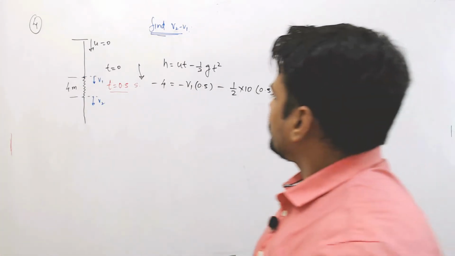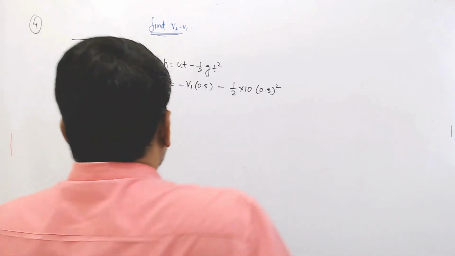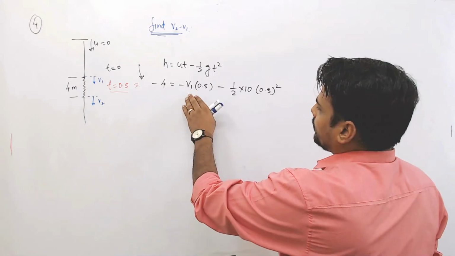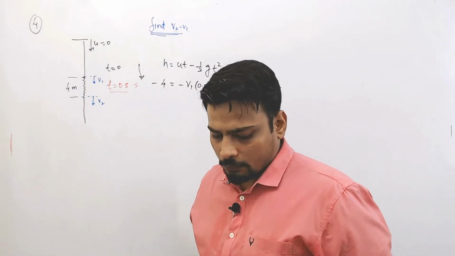Okay, so where were we? This is what we are doing. This way, I can find the value of V1, it comes out like this. Also, we can find the value of V2. So we can do a lot of stuff.